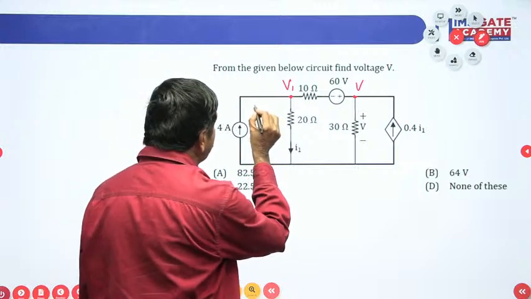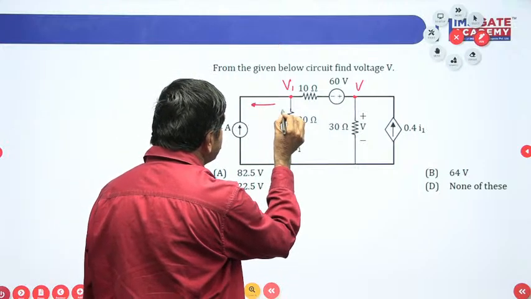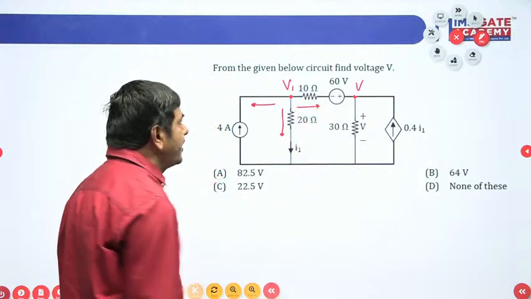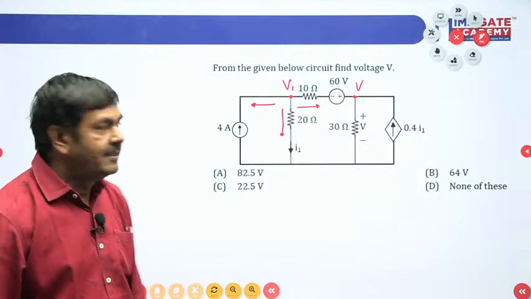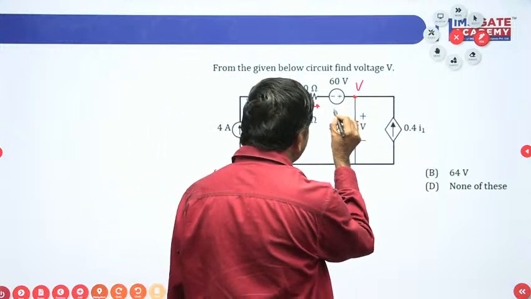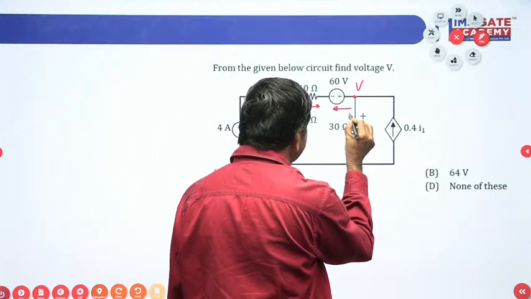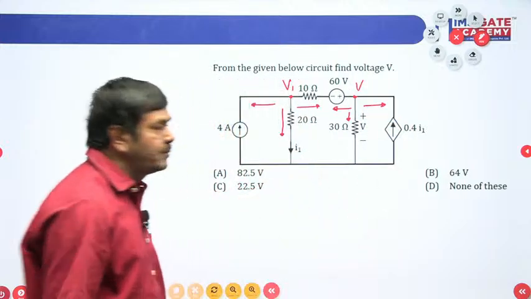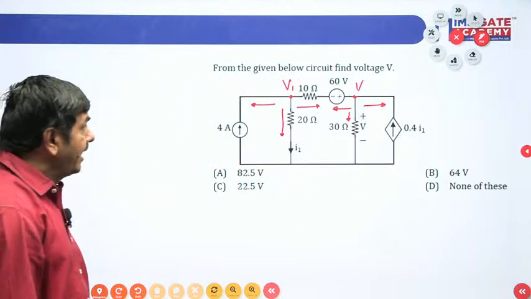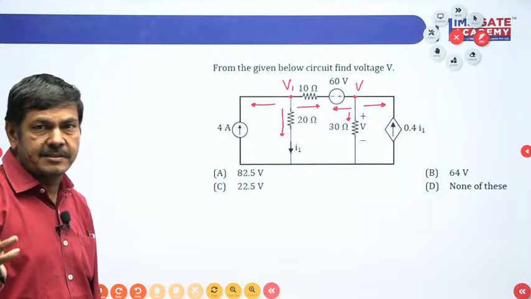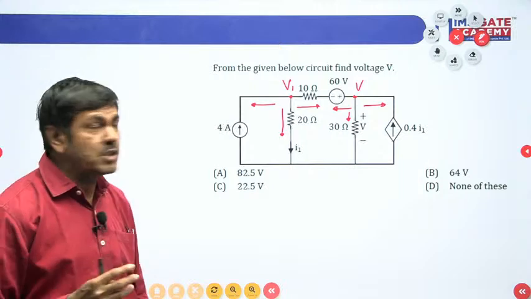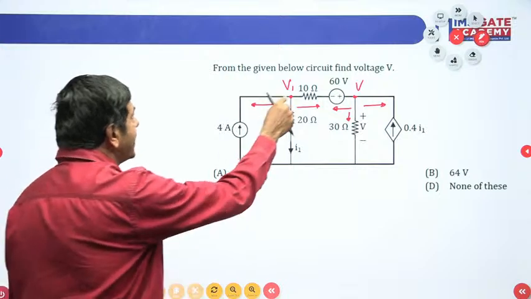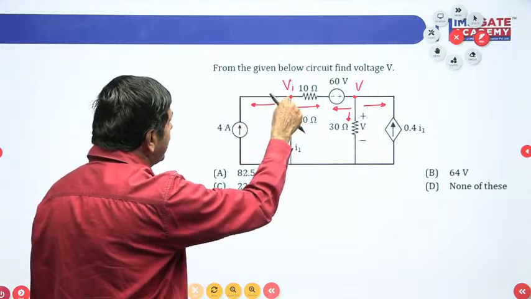By using the nodal analysis, this current plus this current equal to 0. If I use node V1, if I select this second node, the current directions I can put in this particular way. Then I can form the two nodal equations. By solving those two nodal equations, I can find voltage V. I selected this node at first. I want to apply the nodal analysis now.